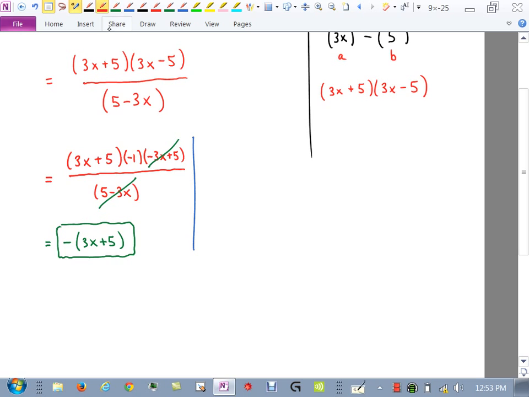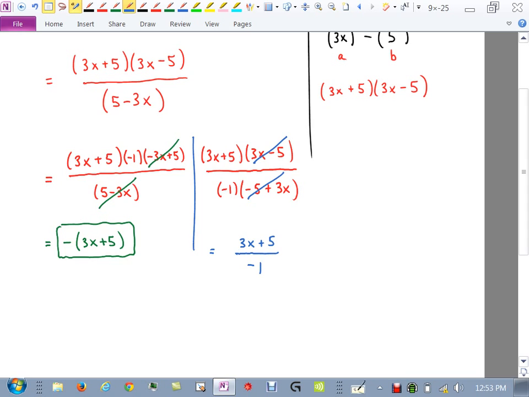Now, let me show you if you had done it by factoring out of the bottom. 3x plus 5, 3x minus 5. Nothing changes up top. Out of the bottom, here comes the negative 1 out. And I'm left with what? Negative 5 plus 3x. Now these two cancel because they're exactly the same, flipped order. And now I'm left with 3x plus 5 over what? Negative 1.